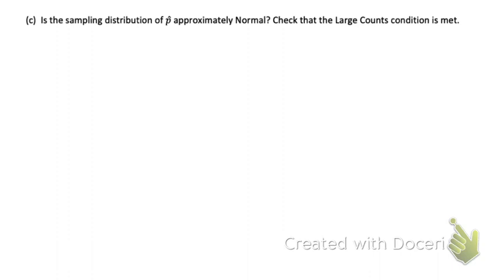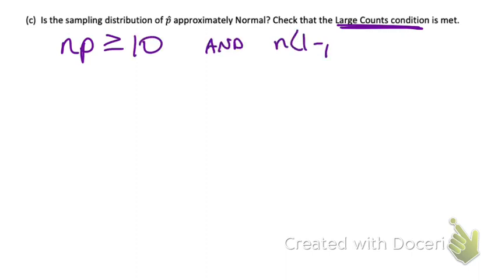All right, guys, we need to make sure that this is approximately normal so that we can then do some calculations. So we're going to check the large count condition. n times p has to be greater than or equal to 10, and n times 1 minus p has to be greater than or equal to 10. Both of these things have to be true in order for me to have a normal distribution. What is my sample size that we selected? 125. What is the population proportion p? 0.8.